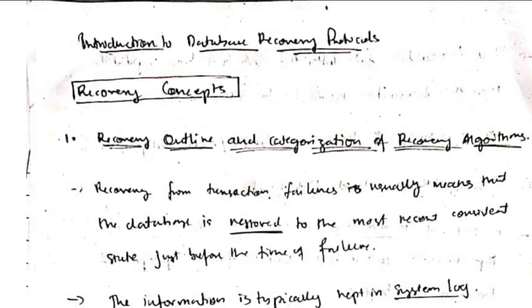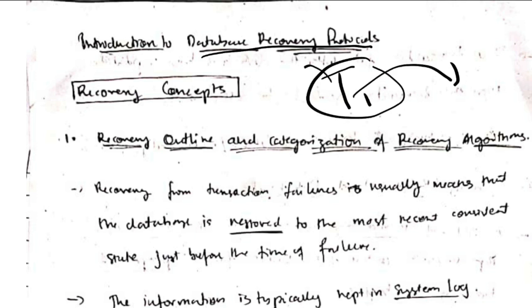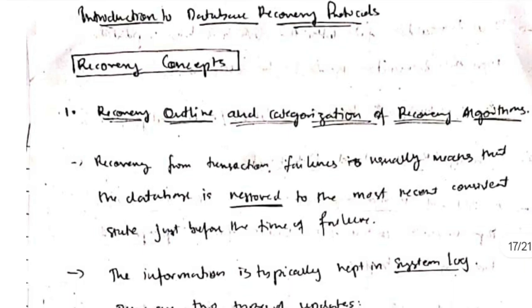Coming to the introduction to database recovery protocols, what does recovery mean? Recovery means that if a transaction T1 fails, the previous state of the database should be recovered. That is the main meaning of recovery.